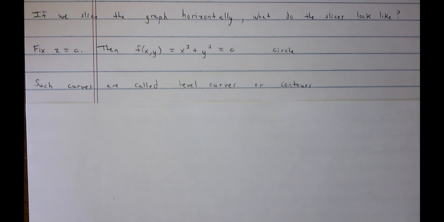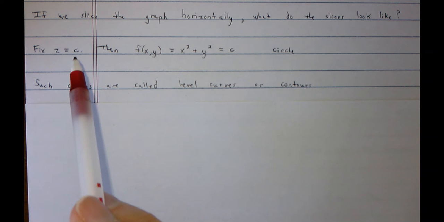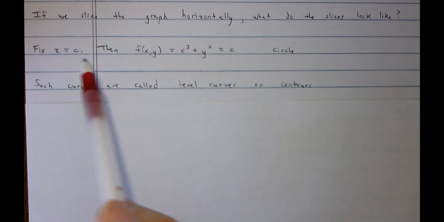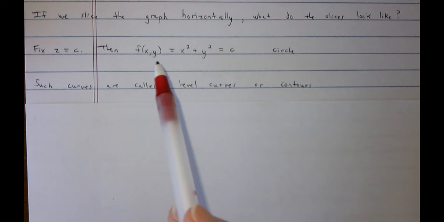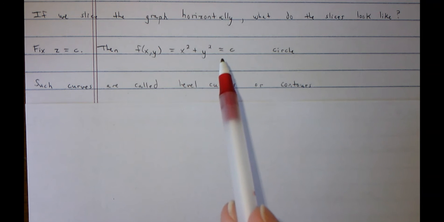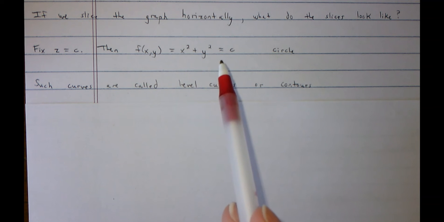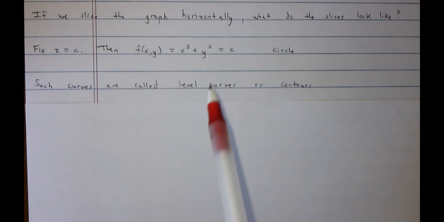Let's shift gears a bit here. If we slice the graph horizontally now, what do the slices look like? So now we'd be fixing z, the output, equal to some constant c. Then f of x, y equals x squared plus y squared is equal to c. And this should be an equation that looks familiar to you. That's the equation of a circle. We call such curves level curves or contours.